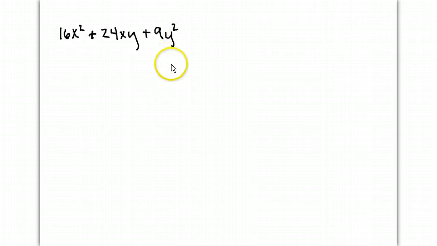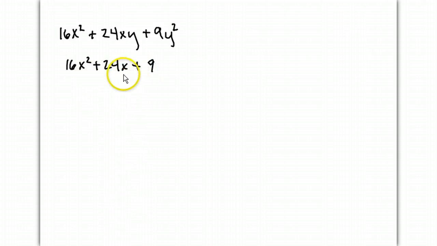Let's say we're given 16x squared plus 24xy plus 9y squared, my apologies. So it looks kind of difficult because you have x squareds and y squareds and x's running all around. But when you look at this problem, it could be written as 16x squared plus 24x plus 9. This can be worked just like this. So the y and the y squared, we'll deal with that later. So right now let's deal with it as it looks right here.